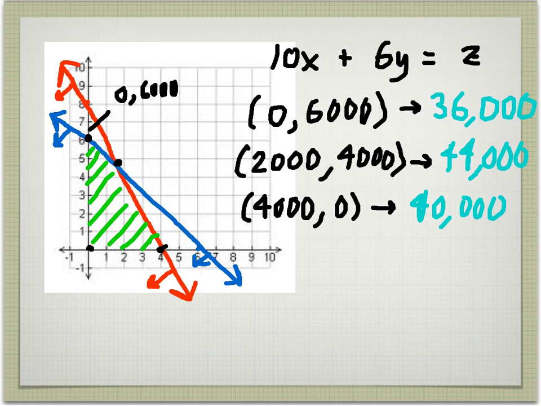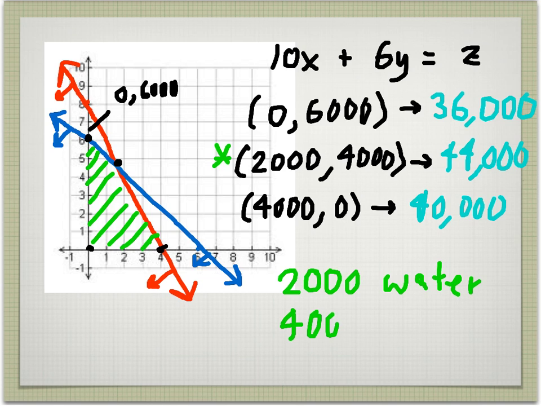So the answer then, how many bottles of water, how many medical kits do I want? We have maximized that, so the one that's going to give me the most then is this option right here. And so that's going to be 2,000 bottles of water and 4,000 of that med kit.